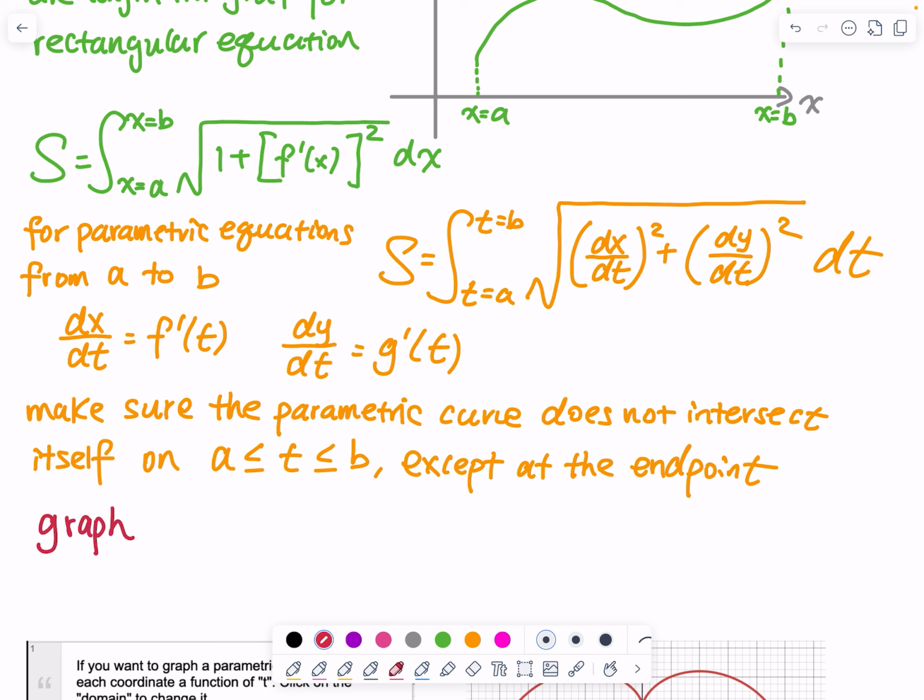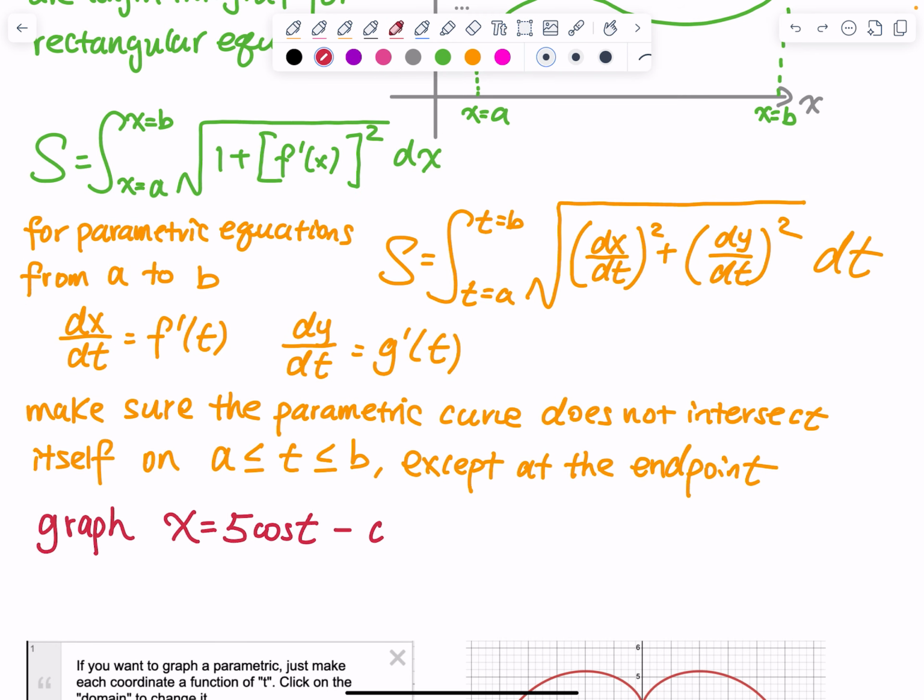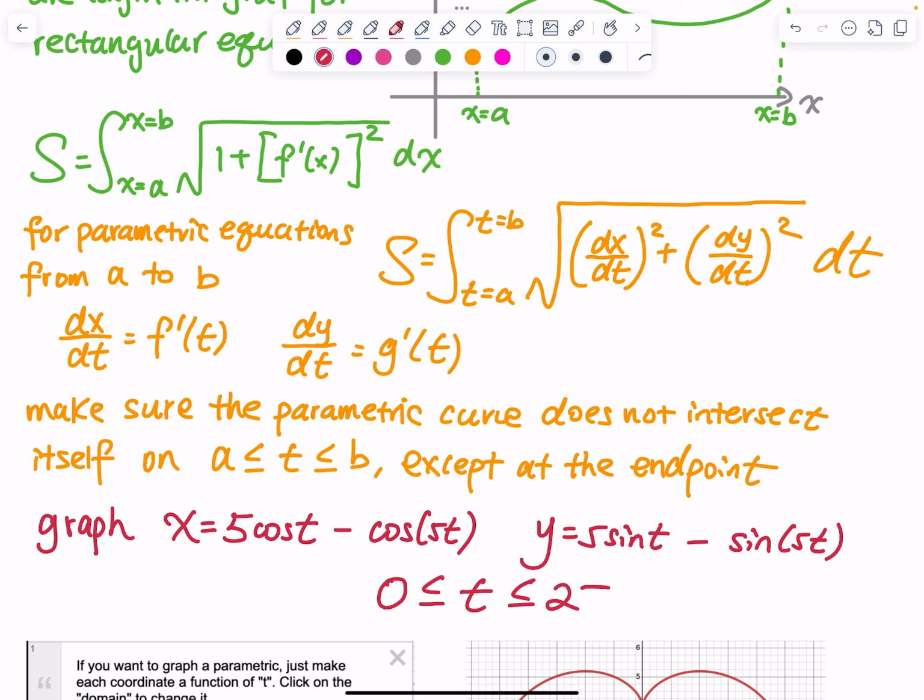I want you to graph x equals cosine of t, minus cosine of pi t, and y equals sine t, minus sine of pi t. This is a very interesting example. I want t between 0 and 2 pi. One of the ways to do it is you use your graphing calculator.